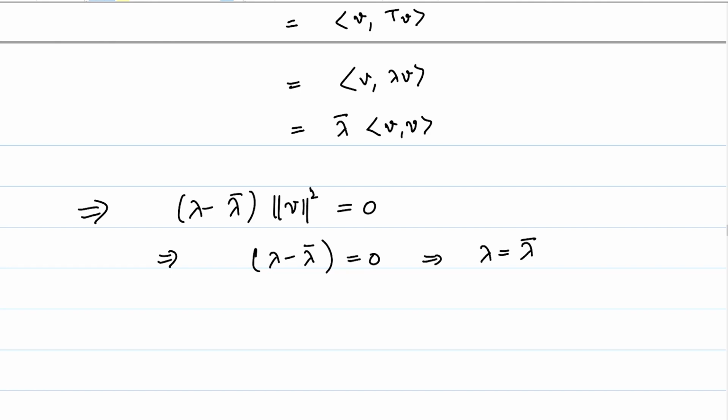Okay, but what is the meaning of a complex number being equal to its conjugate? That means that the imaginary part has to be necessarily 0, because if a plus ib is equal to a minus ib, that implies that 2ib is equal to 0, and therefore b is equal to 0. And this implies that lambda is a real number.